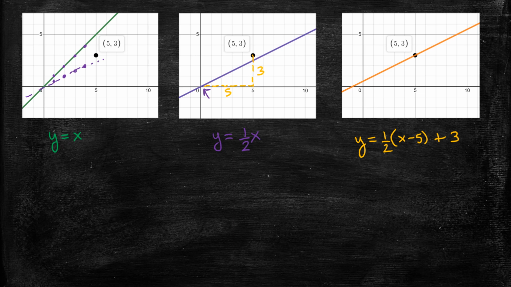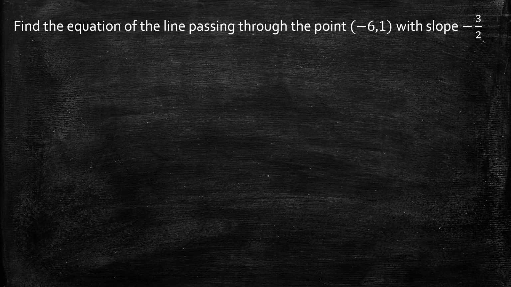And that leads to kind of a variation on the formula we saw just before. So this is the classic point slope form, but it can also be written in this form, plus y1 on that side, and both are acceptable. So let's just do one example to conclude. Find the equation of the line passing through the point (-6, 1) with slope -3/2.